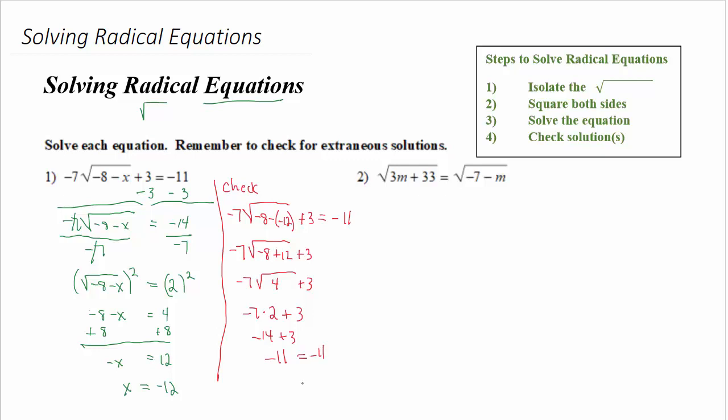It is. So guess what? Our answer is, in fact, x equals negative 12. Let's move on to our next problem. Here, you notice we have two square roots.